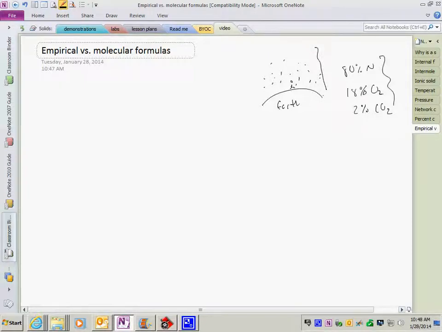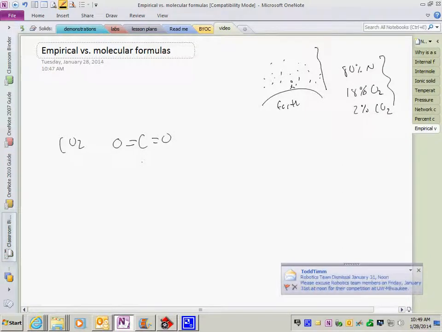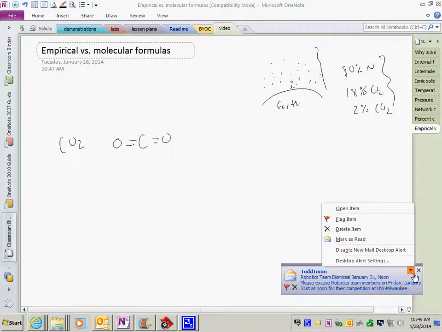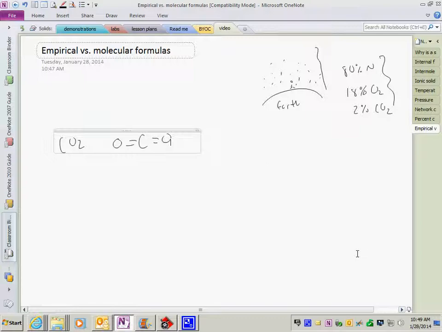Okay. Now, what would happen if we were to say, what is the composition of the carbon dioxide molecule? Of the actual molecule, right? What is the actual composition? Now, this is the formula CO2. It is a ratio of individuals. It means that there's one carbon for every two oxygens.